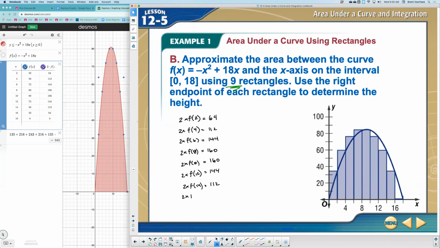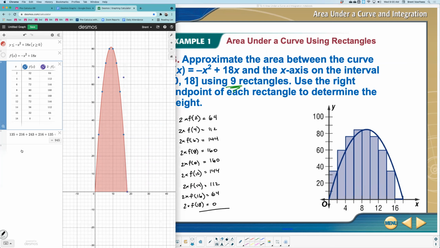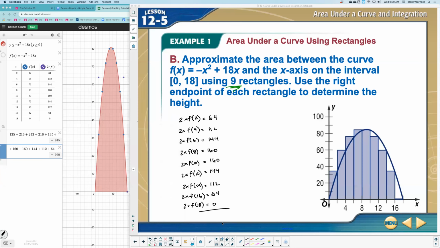And then finally 2 times f of 16 should equal 64, which I say I'm done there only because 2 times f of 18 is going to equal 0. And so we would need to add all these up to get our total area under the curve. So if I add these values up, we have 64 plus 112 plus 144 plus 160 and another 160 and another 144, 112, and finally a 64. And we notice that this area is actually 960 units squared.